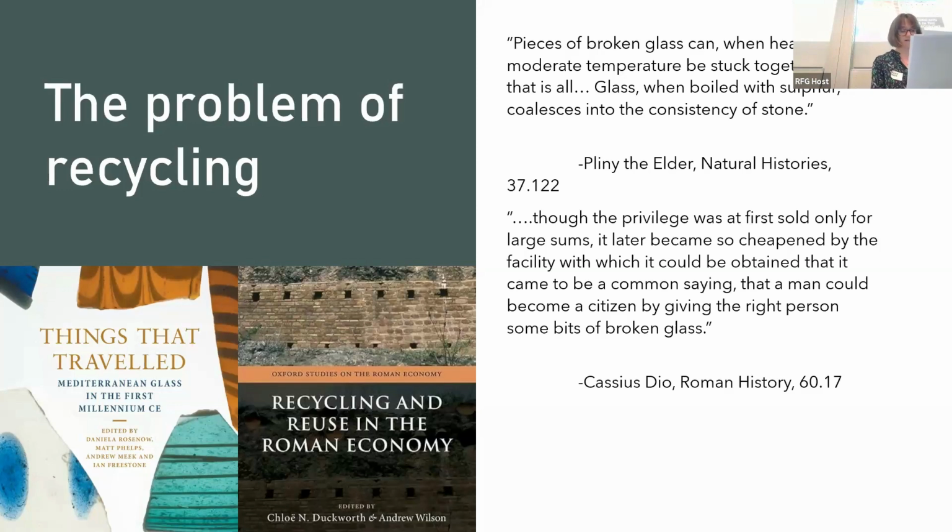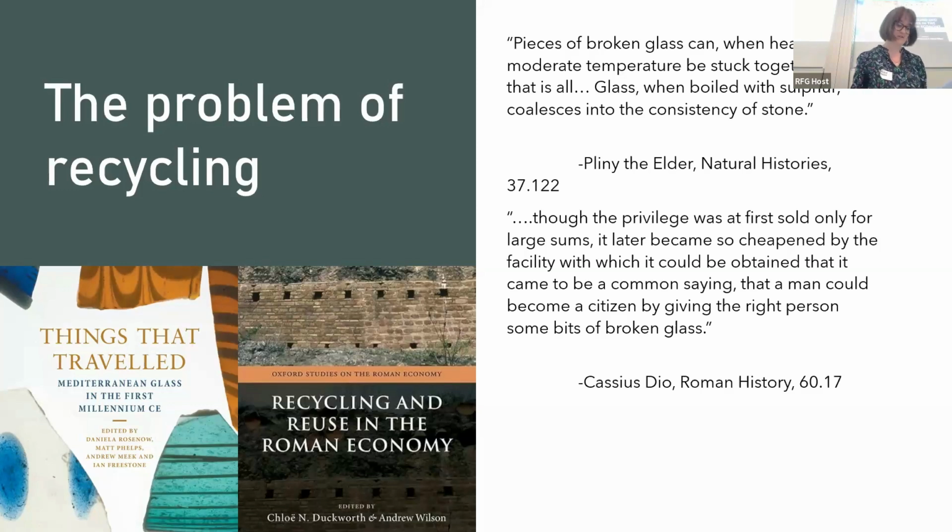Full vessels could then be recycled as cullet, then fed back into the domestic glass market via itinerant glass collectors and traders thought to operate in the province, as per Chloe Duckworth and Andrew Wilson's publication, Recycling and Reuse in the Roman Economy, and Victoria Sainsbury's chapter in Things That Travelled, regarding the reuse of Romano-British glass post-410 CE.